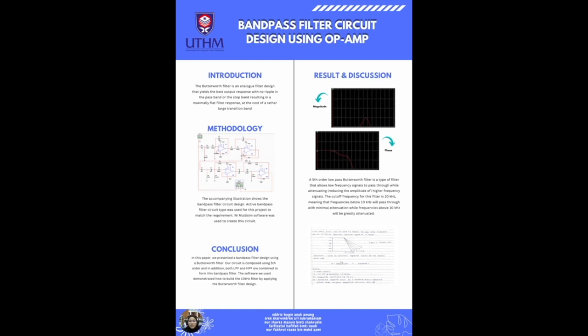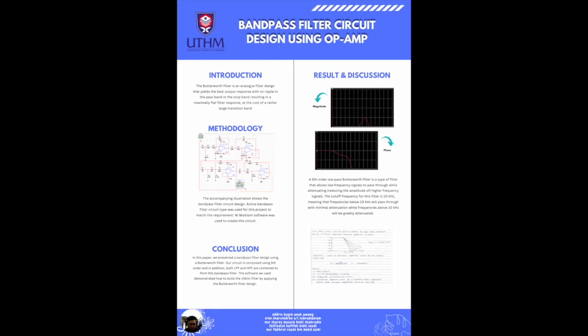So our project is bandpass filter circuit design using operational amplifier. For the introduction, the Butterworth filter is an analog filter design that yields the best output response with no ripple in the passband or the stopband, resulting in a maximally flat filter response at the cost of a rather large transition band. Next, I would like to pass to Edric.